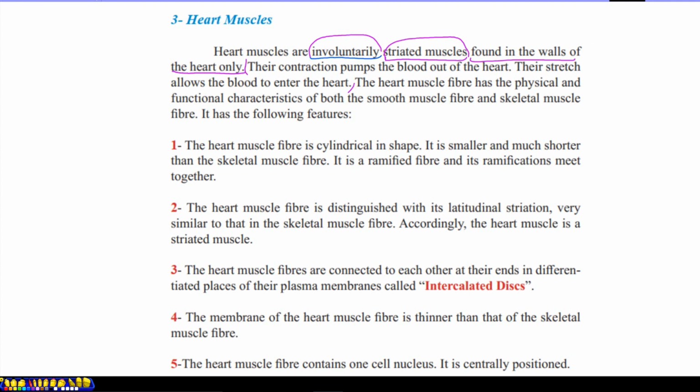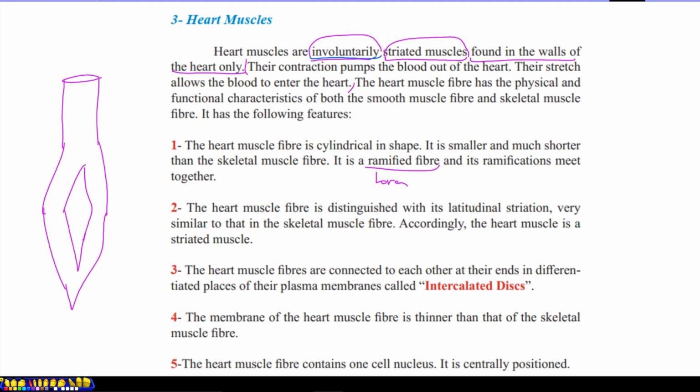The heart muscle fiber has physical and functional characteristics of both smooth muscle, because it is involuntary, and skeletal muscle, because it is striated. The heart muscle fiber is cylindrical in shape, like skeletal muscle, but it is smaller and much shorter than the skeletal muscle fiber, and ramified. Ramified means they have what? They have branches. So one cell can be branched into two under ramification and can meet together again.